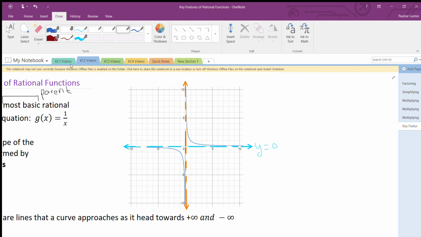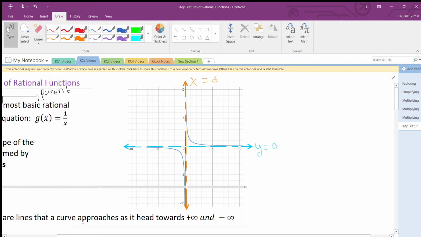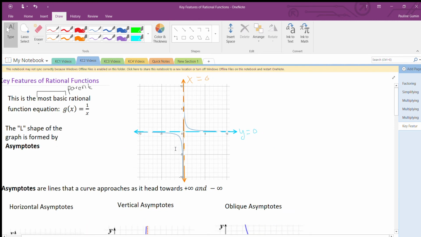Again, this one is called x equals 0. All right. Ooh, that's ugly. That's an ugly 0. I'm going to try that 0 again. Let's try it one more time.